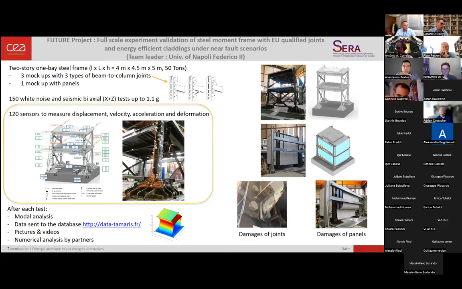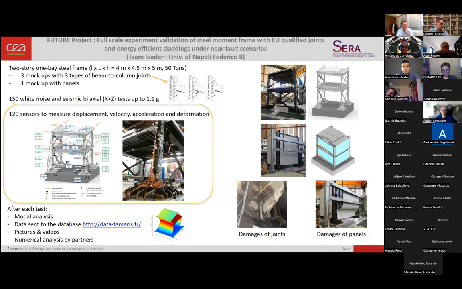I will go on to the second one. This was the FUTURE project. As you can see, it was a heavy and high steel structure on the table. It was a full scale mock-up, and the idea was to validate steel moment frames with European-qualified joints and energy efficient claddings under near fault scenarios.